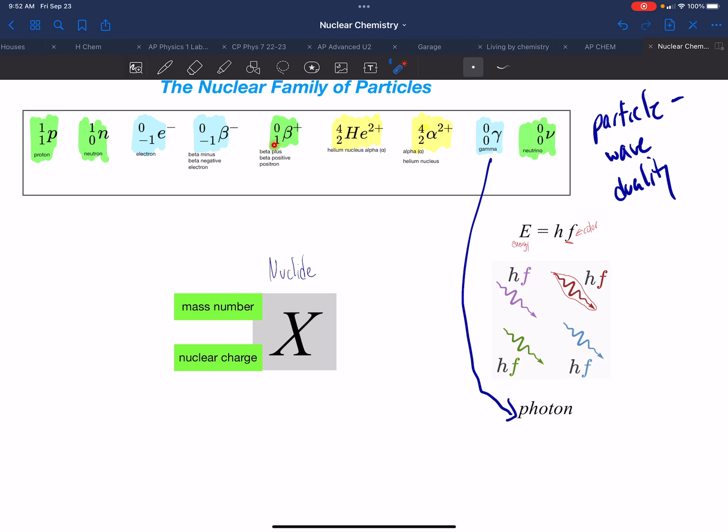A beta positive has a +1 charge. A helium nucleus consisting of 2 protons, of course, would have a +2 charge. And neither a gamma nor a neutrino has a charge in the nucleus.